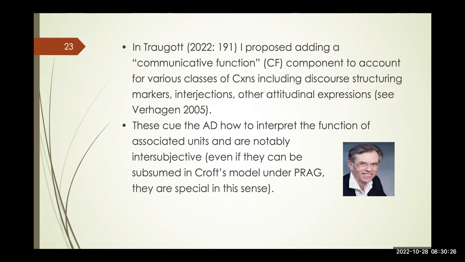In the book I mentioned, I proposed adding a communicative function, CF, to account for various classes of constructions, including discourse structuring markers, interjections, and a variety of attitudinal expressions. This is something that Brinton and Traugott drew attention to in the 2005 book. These cue the addressee how to interpret the function of associated units and are notably intersubjective. Even if they can be subsumed in Croft's model under pragmatics, they are special in this sense. They are pragmatic, yes, but they are intersubjectively pragmatic. And the key point is that they're intersubjective.